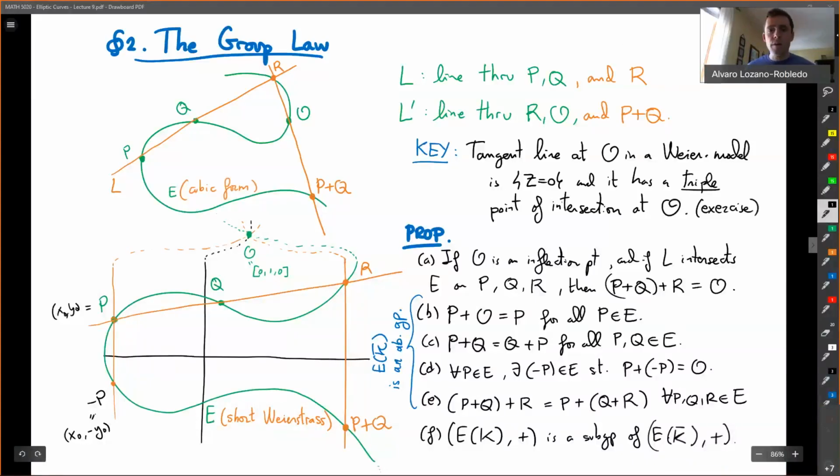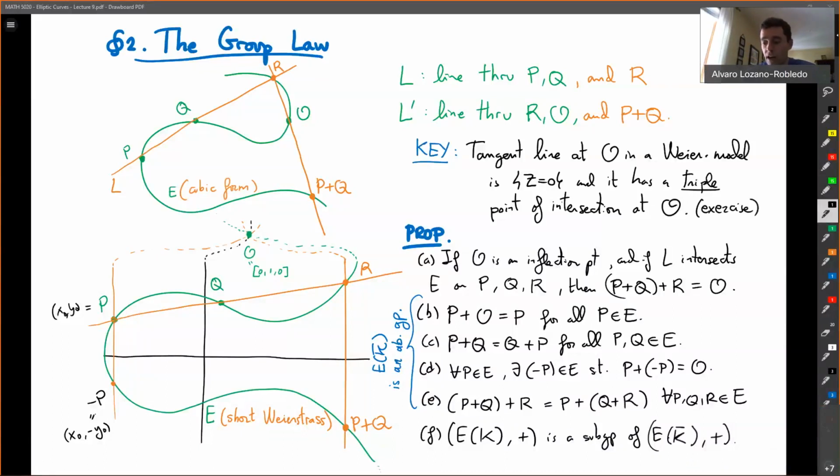Welcome back, everyone. We're going to continue with elliptic curves. We're going to continue with talking about the group law today. So last time we defined the geometric construction of the group law, which is what you see on the screen. How to add 2 points.